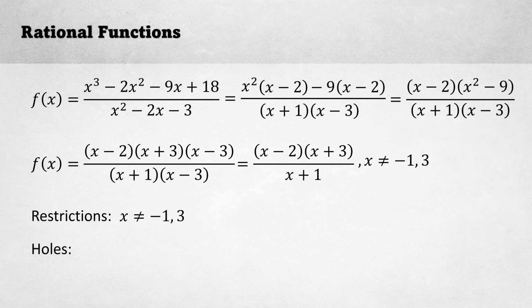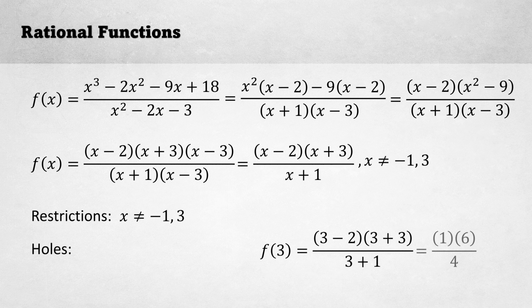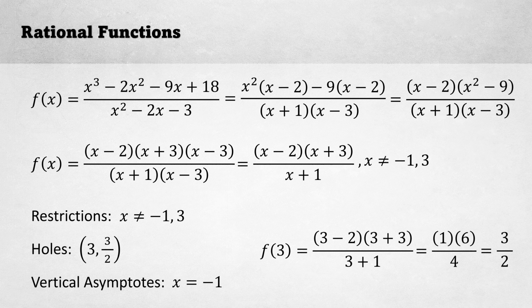We evaluate f of x at x equals 3 using the simplified version of f of x to find the y-coordinate of the hole. So this function has a hole at 3, 3/2. The restriction that is not a hole is a vertical asymptote. So the vertical asymptote is x equals -1.